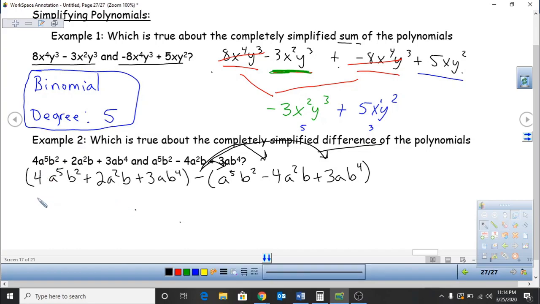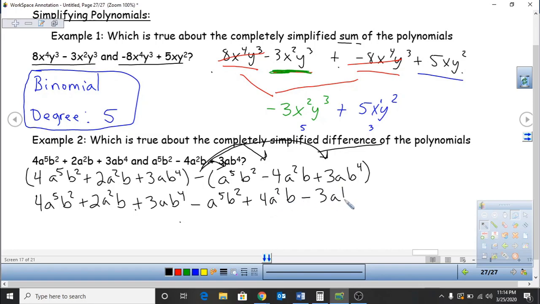So I'm going to start by rewriting this. So I have 4a to the 5 b squared plus 2a squared b plus 3ab to the 4. Now this is going to turn into a minus, so minus a to the 5 b squared. Okay, this is going to turn into a plus, so plus 4a squared b, and then this is going to turn into a minus 3ab to the 4.